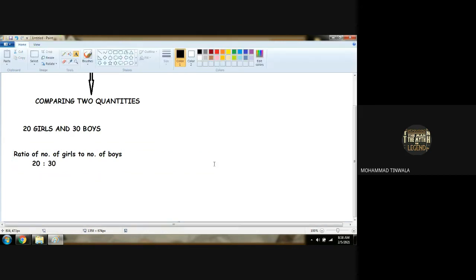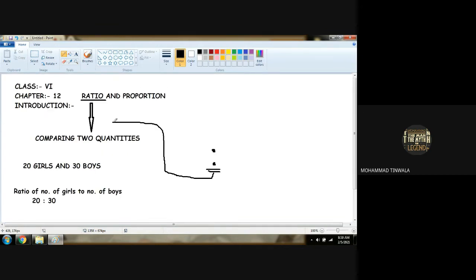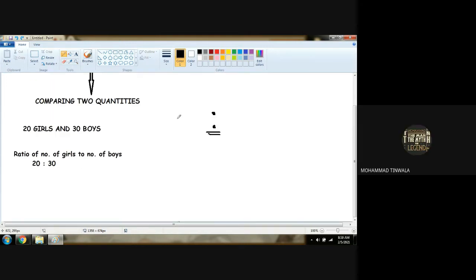Now what do you mean by this? Two dots in a vertical line. This is the symbol of what? Symbol of ratio. This two dots is the symbol of ratio. This 20 is to 30 means this is the ratio we are finding. Now this has to be written as 20 divided by 30.